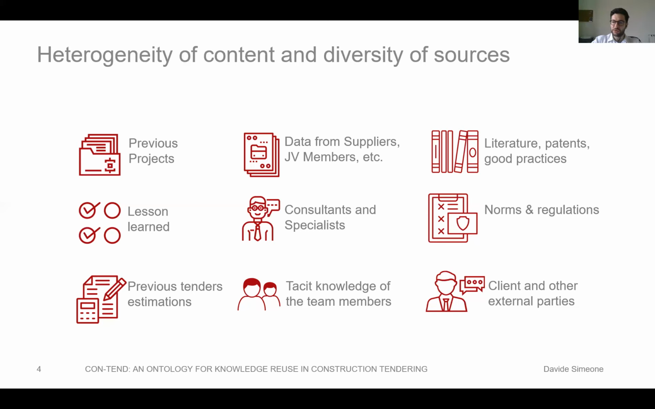So everyone has their own knowledge of the discipline that he or she usually provides during the development of the technical offer. Then there is the knowledge that is already formalized in books, patents, good practices, or norms and regulations on the other side. And to conclude, there is the client and other external parties that can provide their own knowledge to drive you through the process of the construction tender.